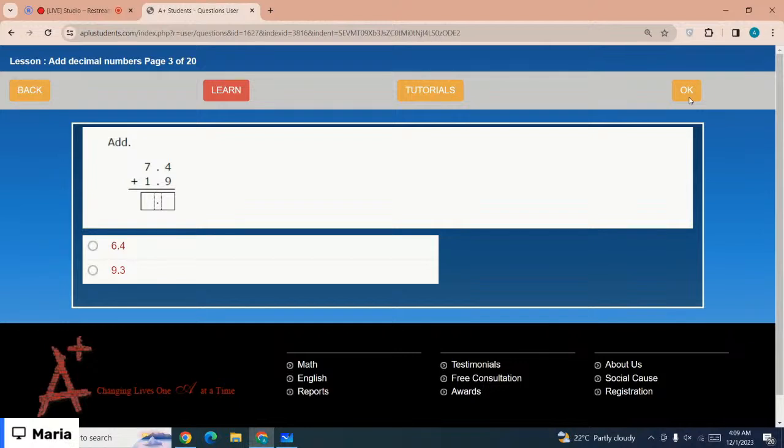So you already know how to add. The one important thing you need to learn here is you have to line up the numbers. You have to line up the decimal point, right? Then add the simple way you can add. 9 plus 4 is 13, write 3 and carry 1, then 7, 8 and 9. The correct option is 9.3. Very good.